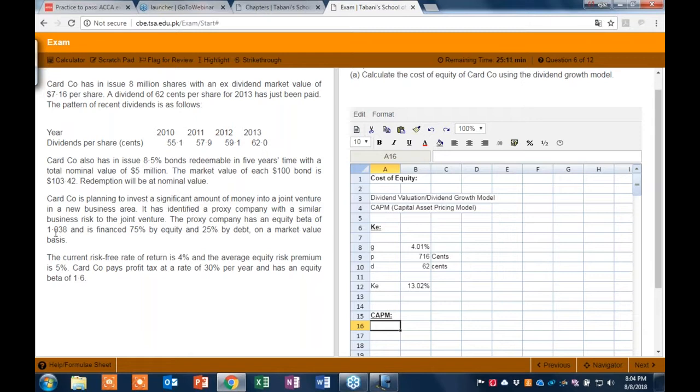The proxy company has an equity beta of 1.038, and it is financed by 75% equity and 25% debt. Now, its capital structure says that it has 75% equity and 25% debt. Now, my question to all of you is, if Card company has a higher proportion of debt, what do you think? Will the risk level of Card company be higher or lower than this company in case it has higher debt?